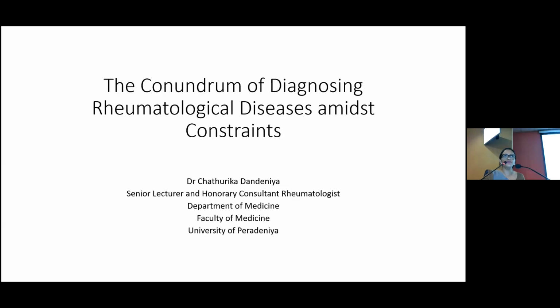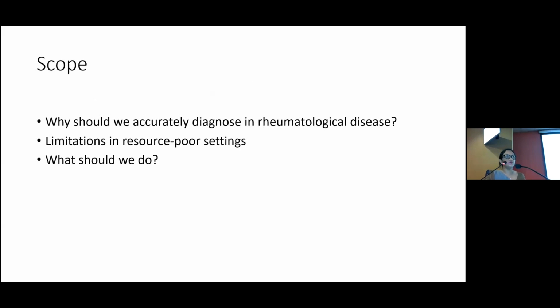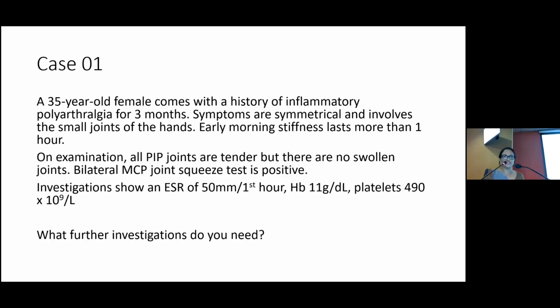So then how do you go about diagnosis? Even though I have titled this as rheumatological diseases, given that I only have half an hour, I thought I'll talk only about the autoimmune rheumatological diseases. So the scope of what I will be taking you through today would be: why should we accurately diagnose in rheumatological disease, or should we accurately diagnose? Then the limitations in resource poor settings and what should we do about it? I will answer these questions through discussion of a few cases.